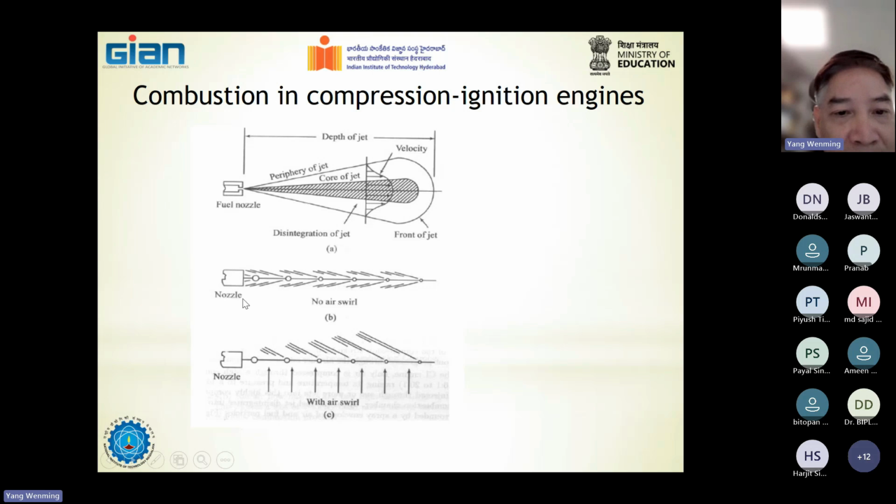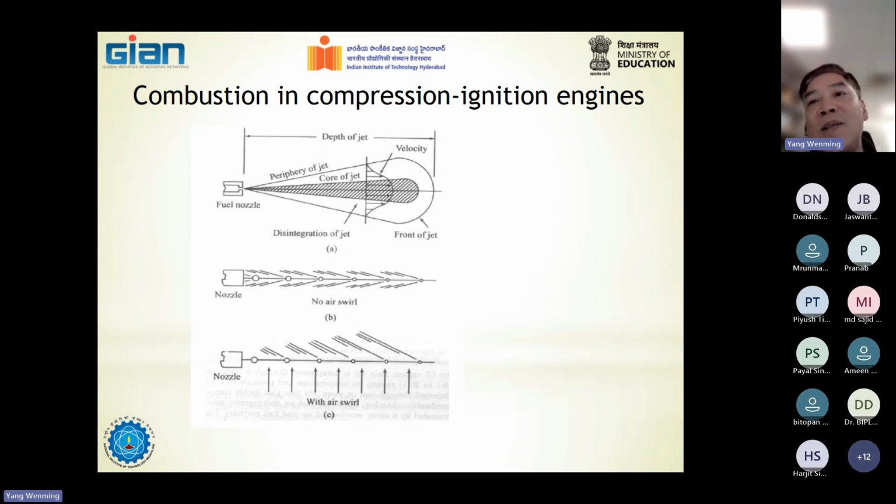Here we show you two different conditions of fuel spray. The first one has no air swirl. In the second design, we have air swirl, a circular air movement. This circular air movement can help to break up the spray, so that we can improve the fuel and air mixing process, thereby improving the combustion process.